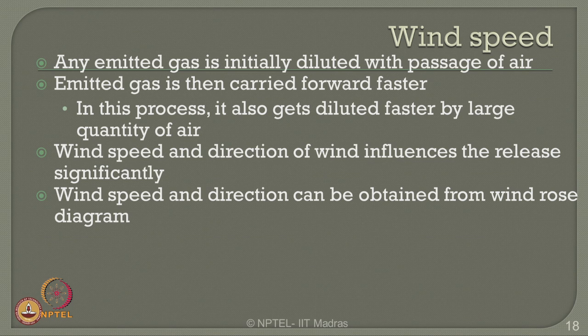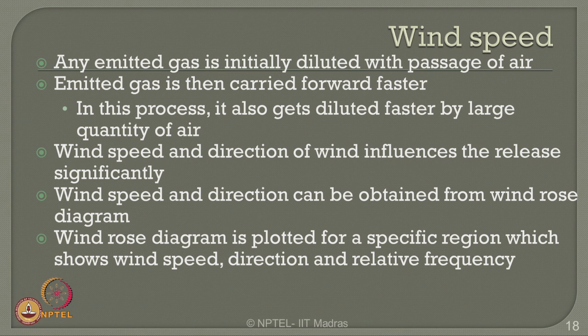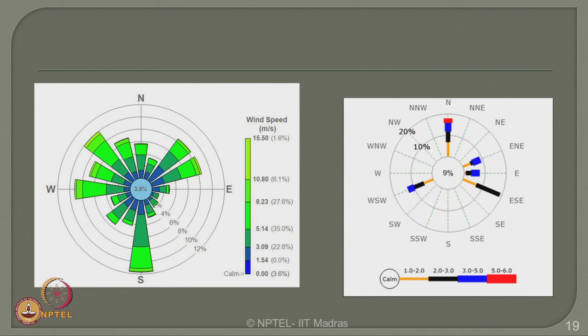The wind speed and direction can be obtained readily from what we call a windrose diagram. A windrose diagram is a plot done for a specific region, which shows the wind speed in the region, the direction of wind velocity and the relative frequency at which the wind is blowing. You can see two typical windrose diagrams plotted on the screen now. The left hand side and the right hand side are more or less the same. However, you will see the right hand side has more detail in terms of its division.